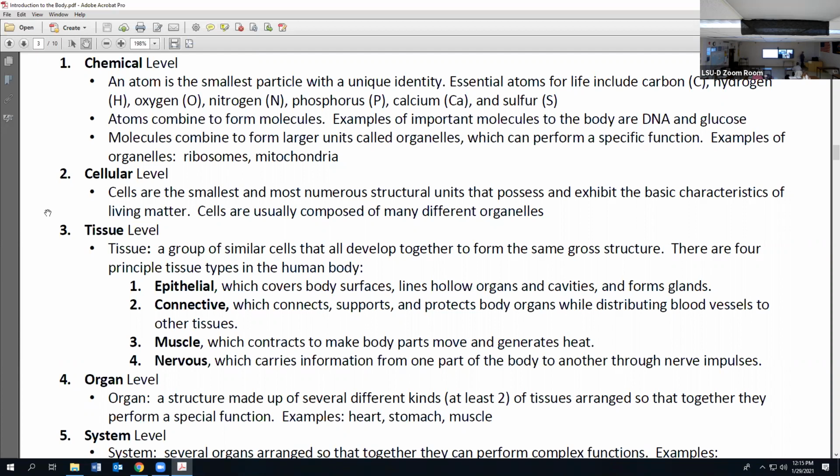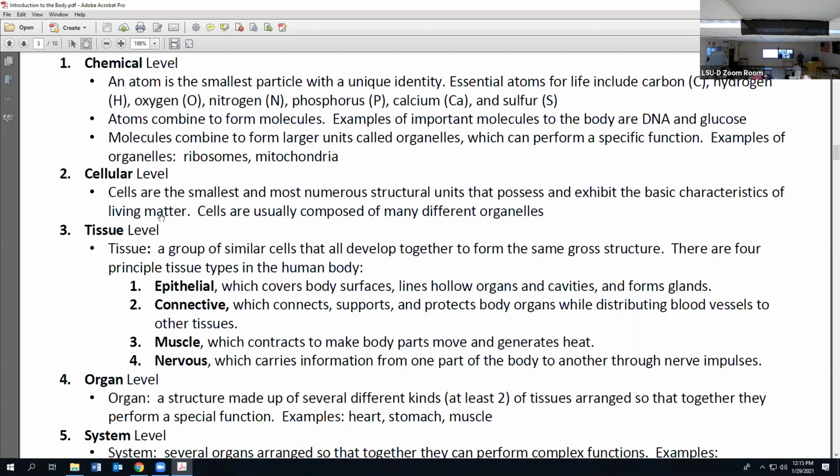Here at Highland. Those are basically just tiny little functioning structures inside of our cells, which brings us to the cellular level. Cells are the smallest and most numerous structural units, possessing and exhibiting the basic characteristics of living matter. Essentially, everything that gets done and we are able to do is because of the activities of our cells. It's pretty amazing. We are made up of trillions upon trillions of cells.